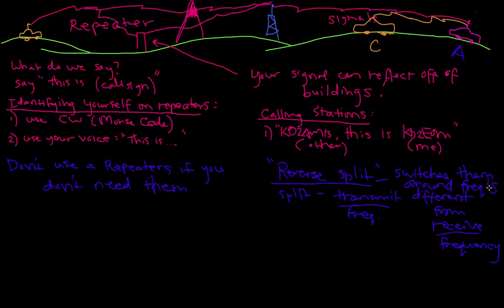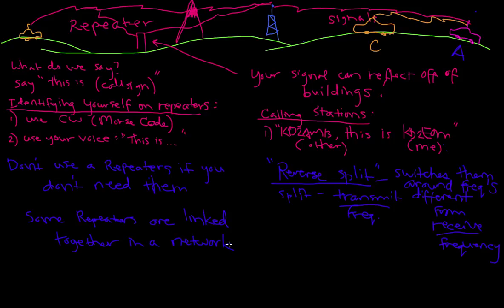All right, and finally, there's just one last thing in this video, and then we can move on to the next section. Some repeaters are linked together in a network. What this means is that there's a bunch of repeaters, usually in a certain area, maybe all around the county. Any signal that's received by one of the repeaters in the network is also repeated by all the repeaters in the network. This is called a linked repeater network.